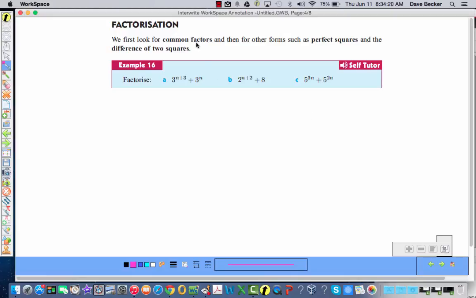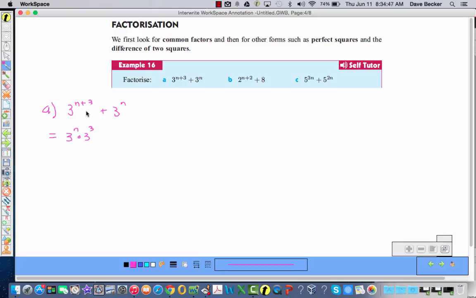Factoring. We can look for common factors, and then we look for other forms just like before: perfect squares and the difference of two squares. So, part A. Okay, let's rewrite that: 3 to the n plus 3 plus 3 to the n. Well, can't I think of that as 3 to the n times 3 cubed, this first term?